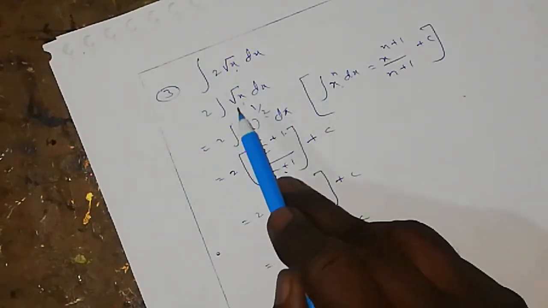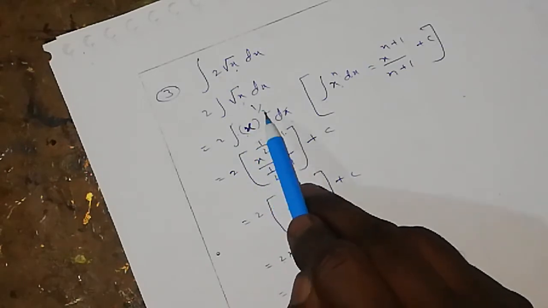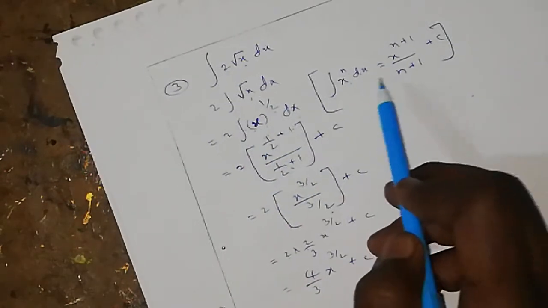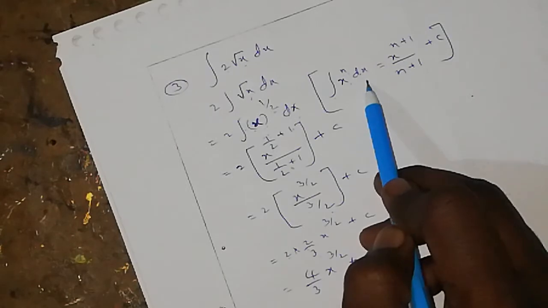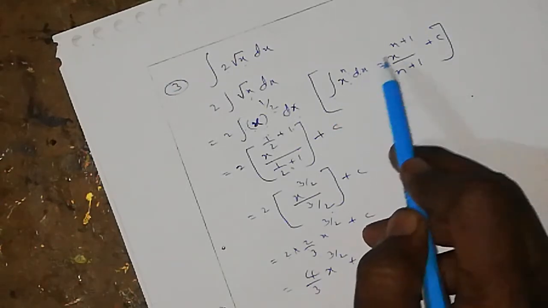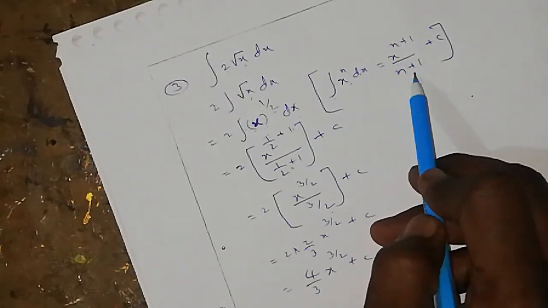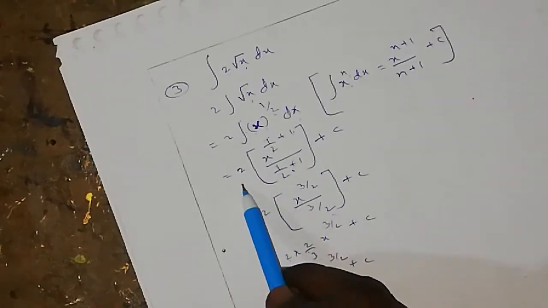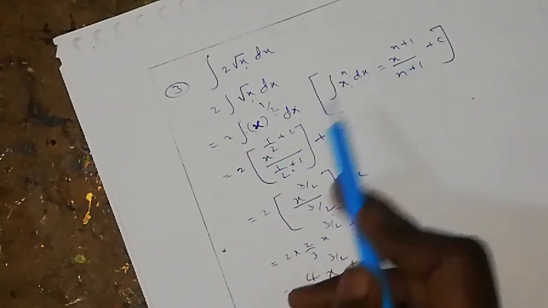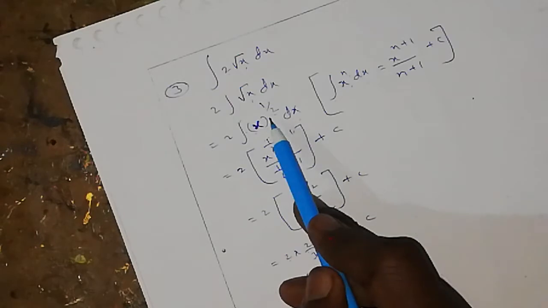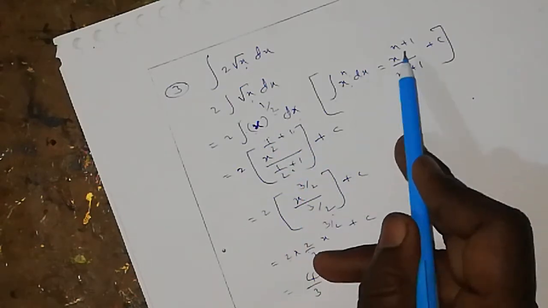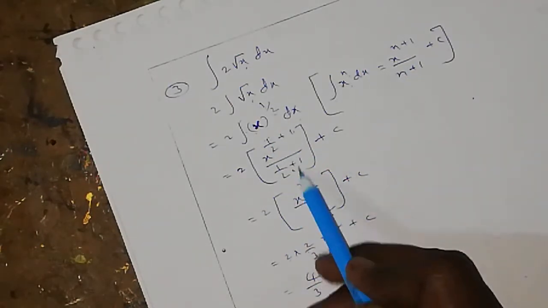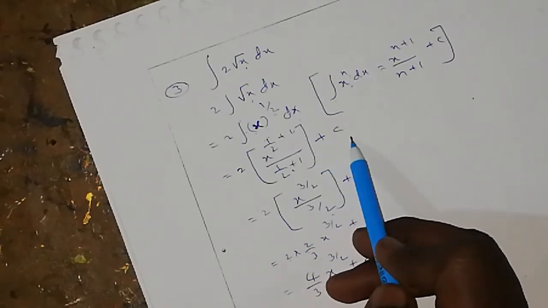So 2 into the integration of root x, which is nothing but x to the power of 1 by 2. It is in the form of x power n dx. So the integration of x power n dx is equal to x power n plus 1 by n plus 1 plus c. So 2 into, now you are applying the formula. Here n is 1 by 2, so x to the power of 1 by 2 plus 1, divided by 1 by 2 plus 1. After applying the formula, I have to write plus c.